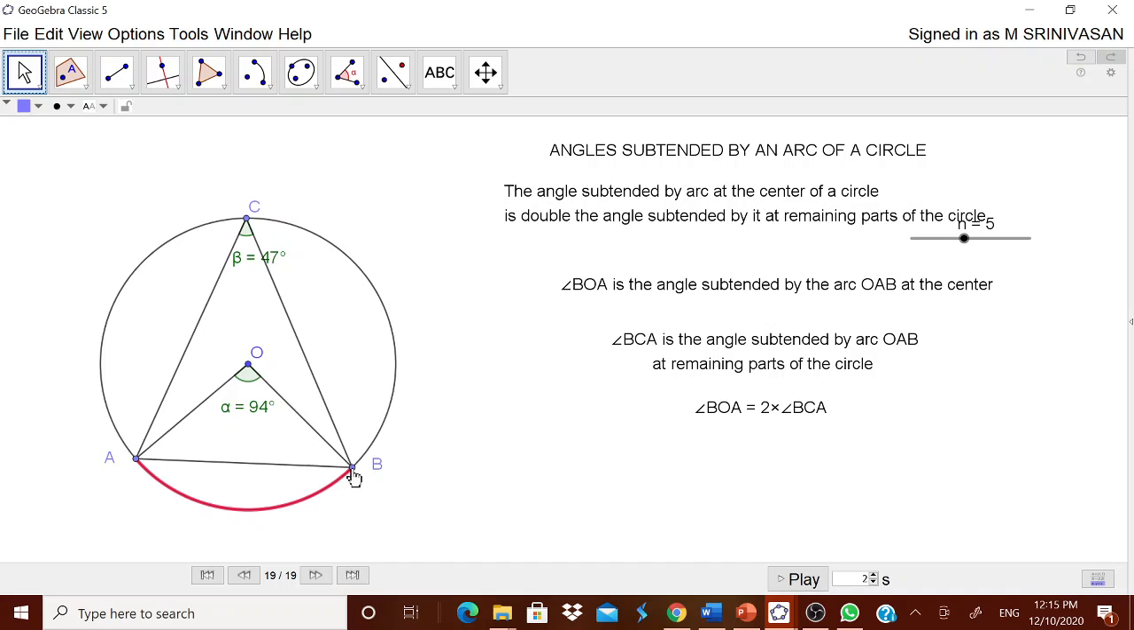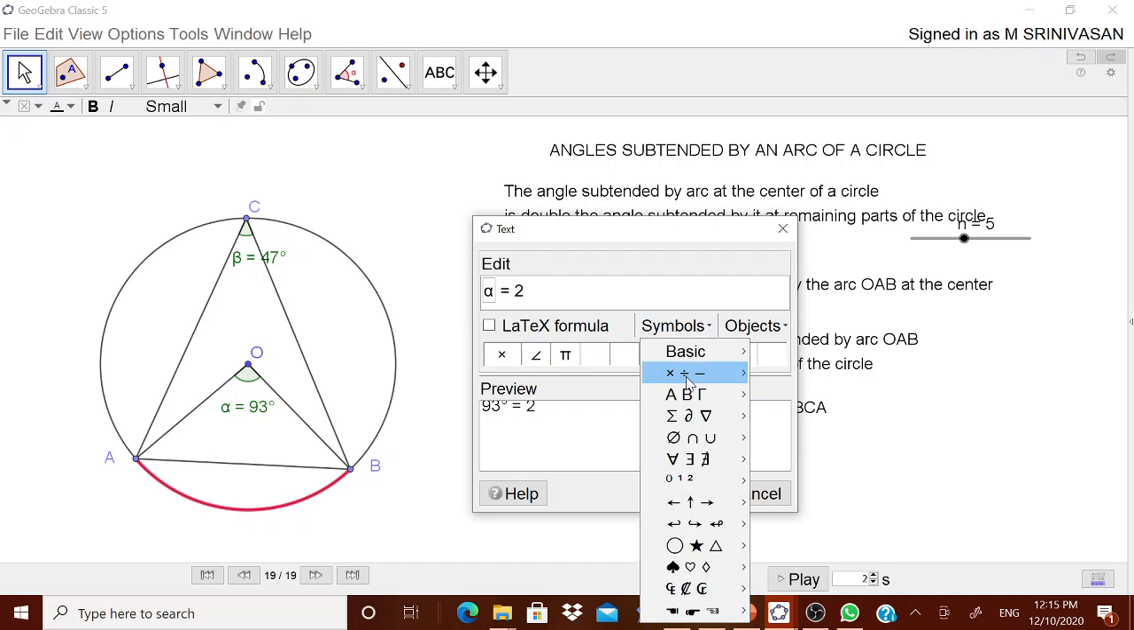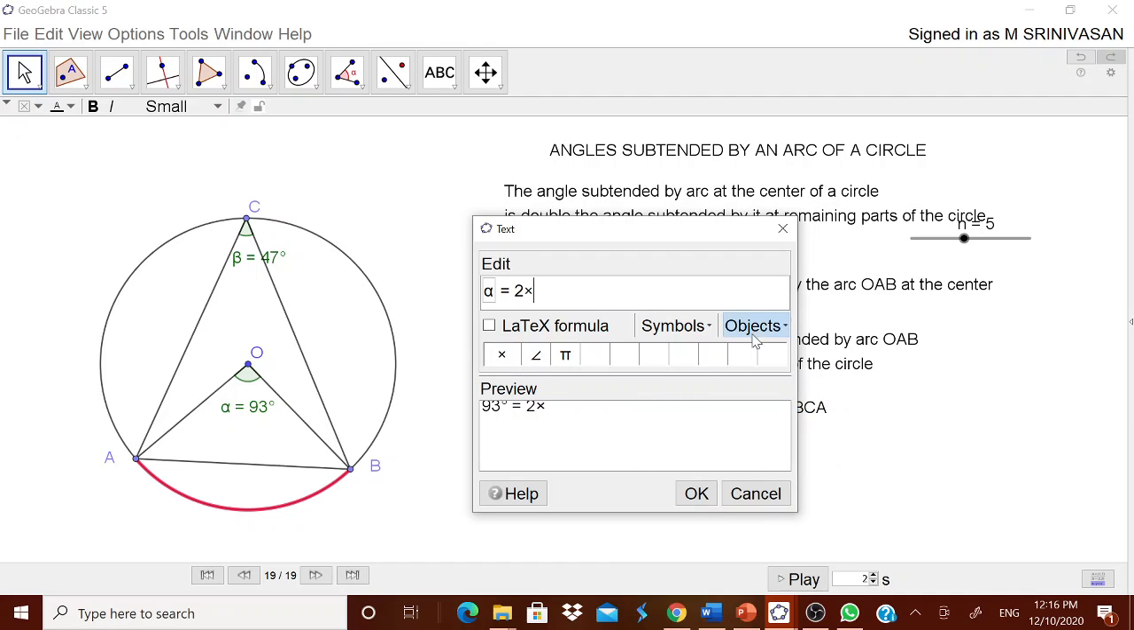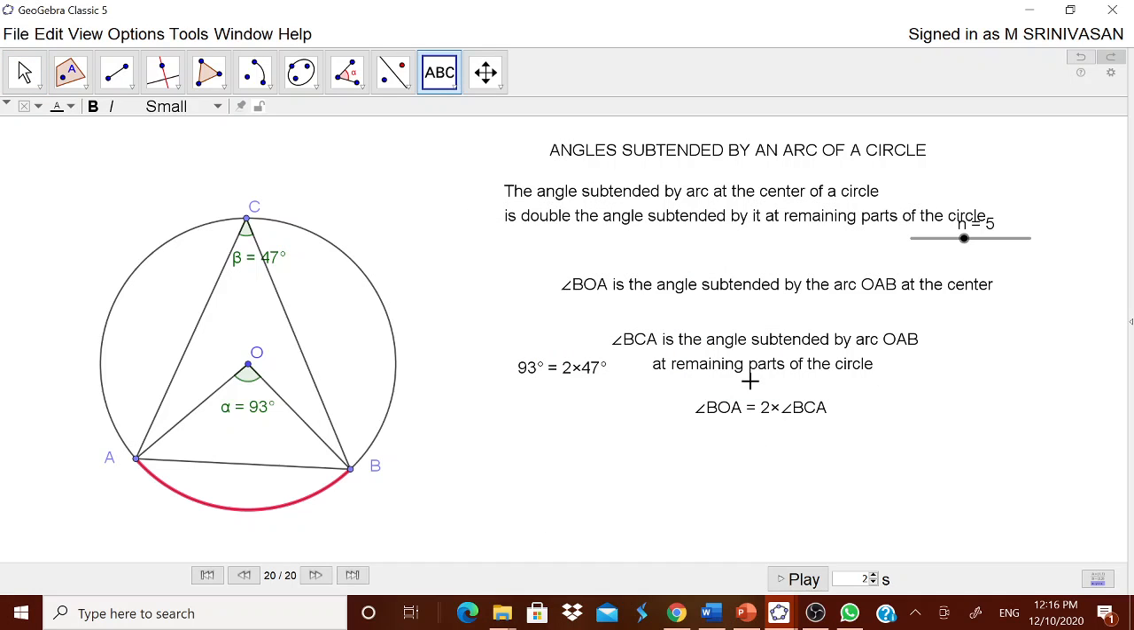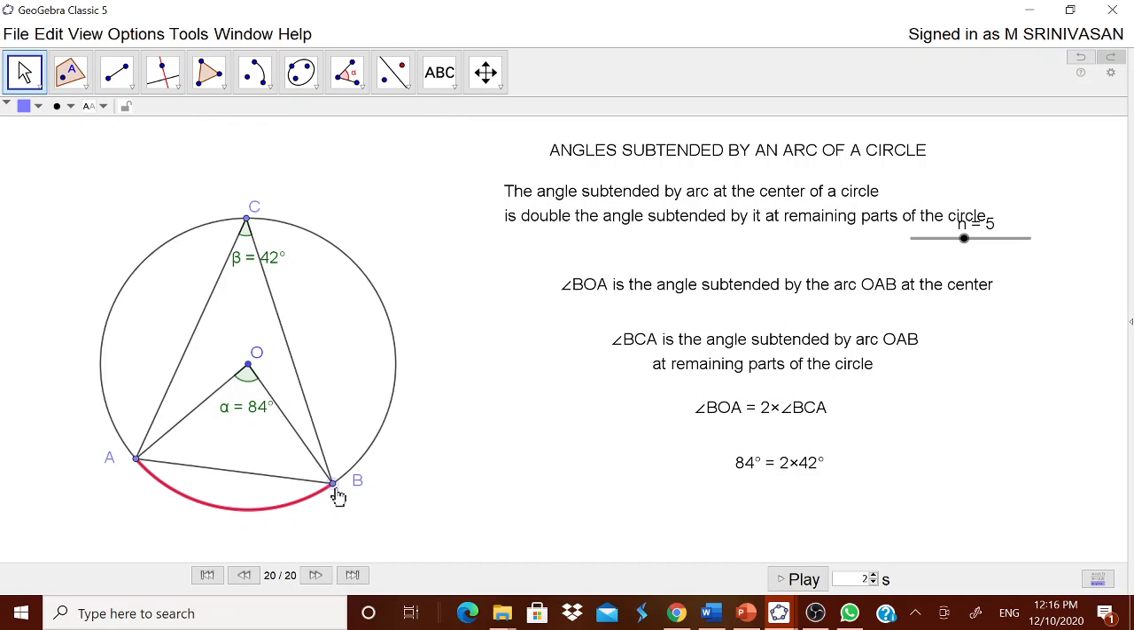You see, whenever you are pulling and pushing it, it is going on changing. For the first angle, alpha, you put alpha is equal to 2 times the symbol, beta. 2 times beta. Okay, it is coming over here. Be careful here. We have corrected it to 0 decimal places. Sometimes, whenever you are moving it, it will be exactly 2 times, but sometimes it will be approximate.